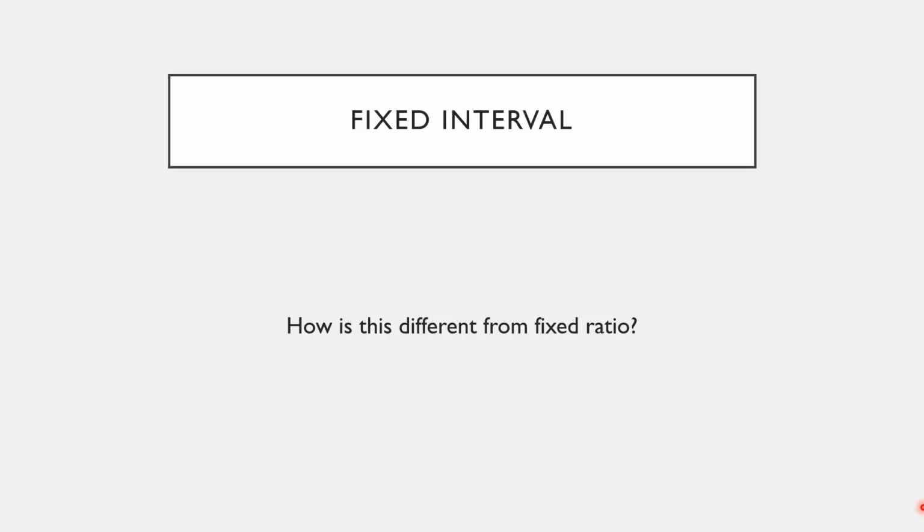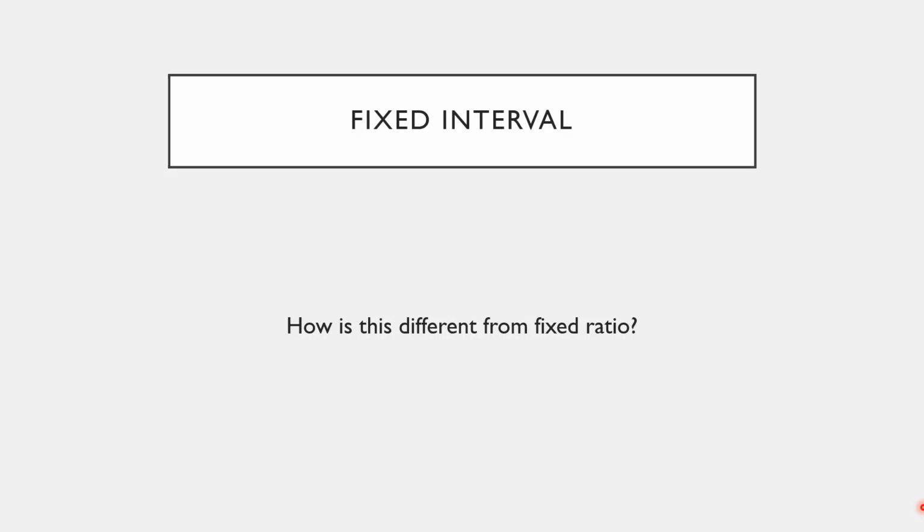So how is this different from fixed ratio? I want you to take a second and pause the video here and ask yourself this question. This is a good time to write out your own definition of fixed ratio and your own definition of fixed interval, focusing on how they're different from one another. So pause the video, take a second to do that, and when you're ready, hit play.